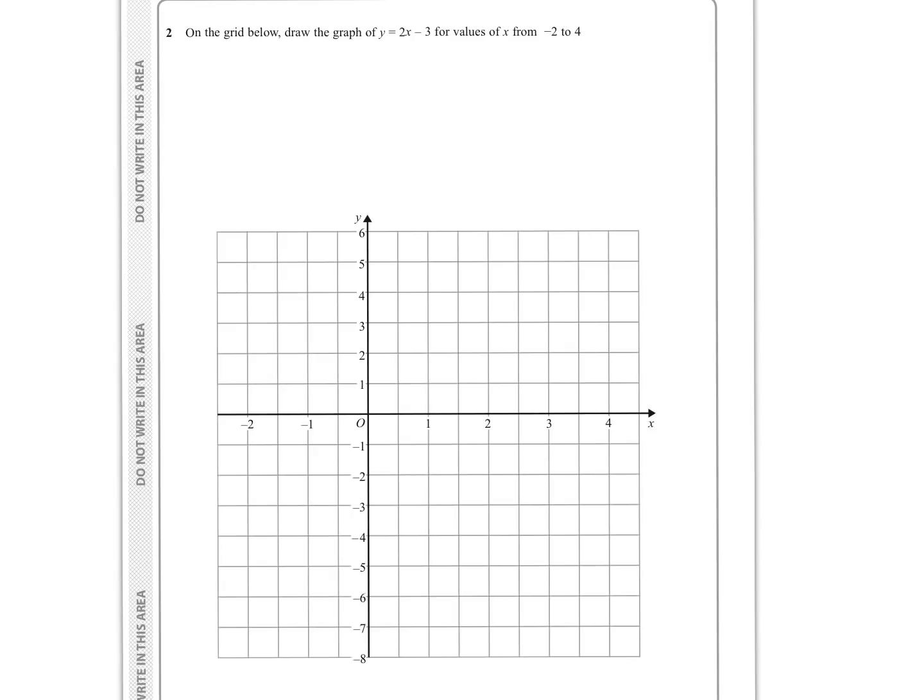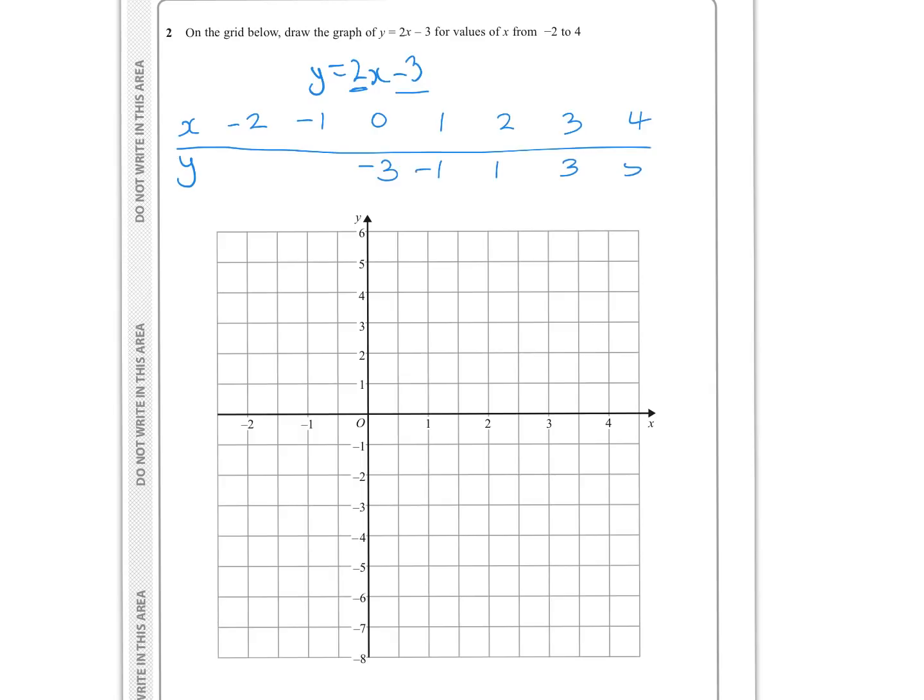Question 2. On the grid below, we've got to draw the graph of y equals 2x minus 3 from -2 to 4 with our x values. So I'm going to do a quick xy table. Start with -2, finish at 4. I'm going to put x is 0 first because that gives me the nice one, -3. I know the gradient's 2, so it's going to go up by 2 every time I move forward 1, which is a handy thing to know. Saves a lot of time. And if I go back this way, I just go back by 2.